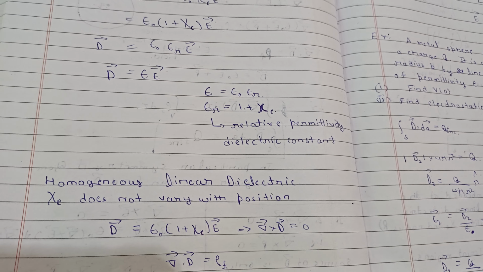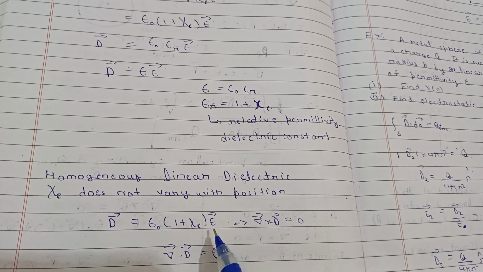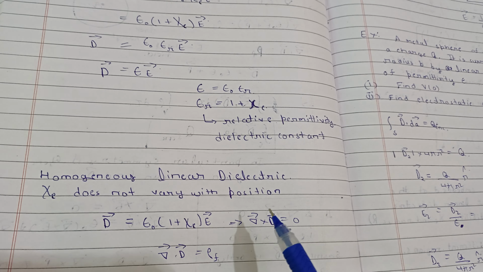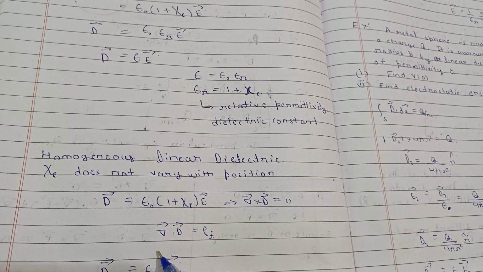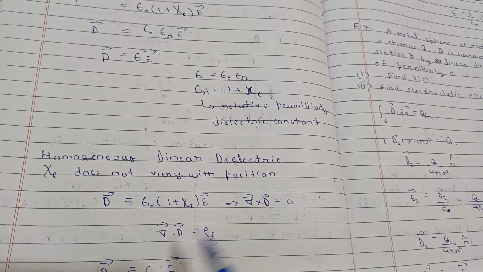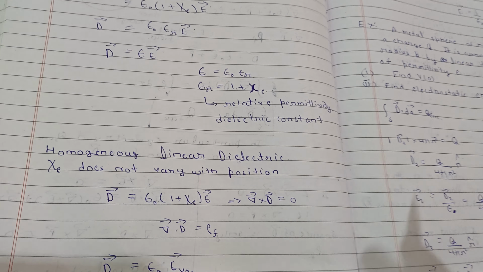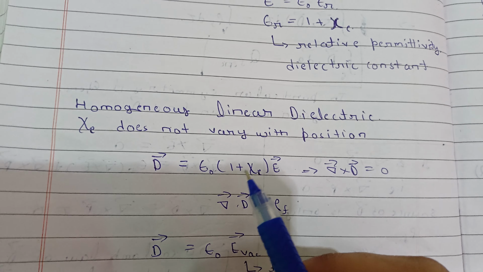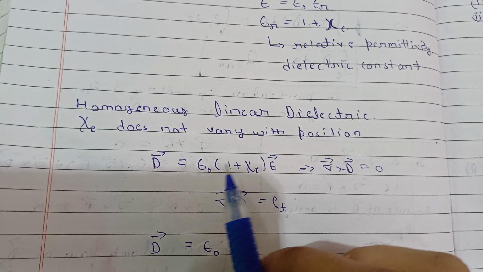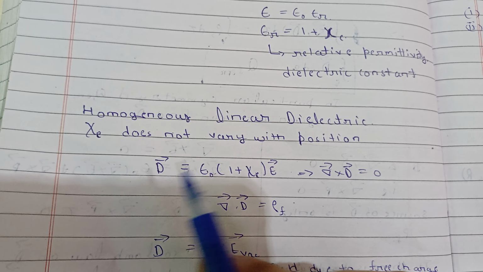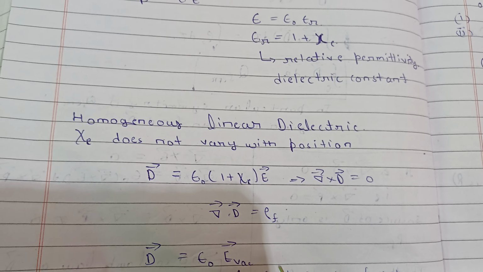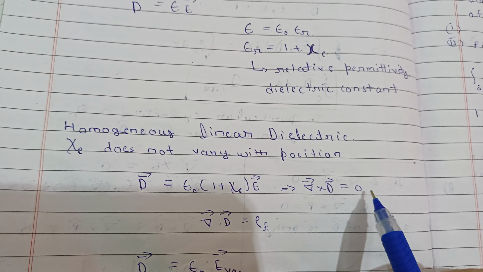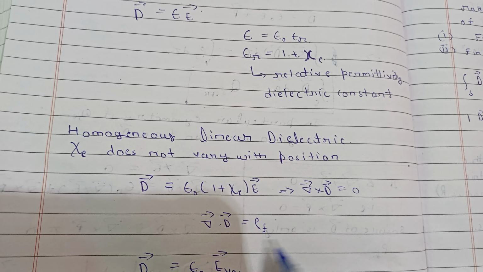So when this is the condition, then D is equal to epsilon naught (1 plus chi e) E. We know this, and there is symmetry, so del cross D must be equal to 0. Then del dot D will be equal to rho f. Of course, if chi e is constant, then with epsilon naught (1 plus chi e) and E, the curl of this D will definitely give you 0, because this is homogeneous. Now if this is the condition, then this must satisfy del dot D equals rho f, which we know.